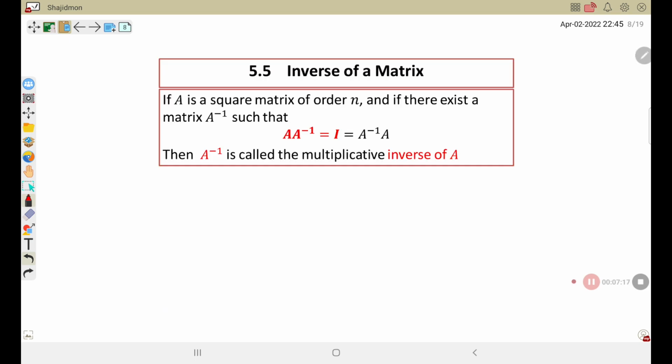Now I am going to discuss how to find the inverse of a matrix. Okay, we already studied how to find the determinant of a matrix. Now we are going to see how to find the inverse of a matrix. Okay, so what is the definition?